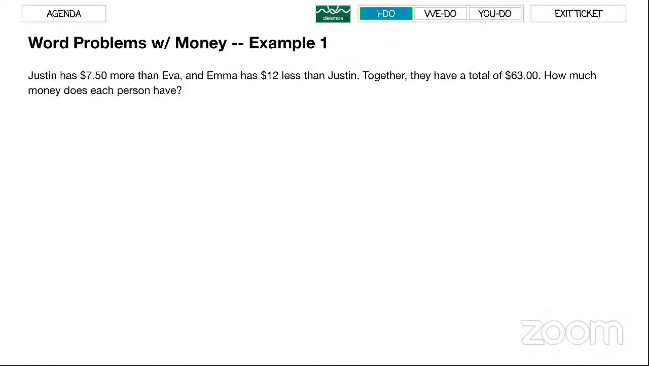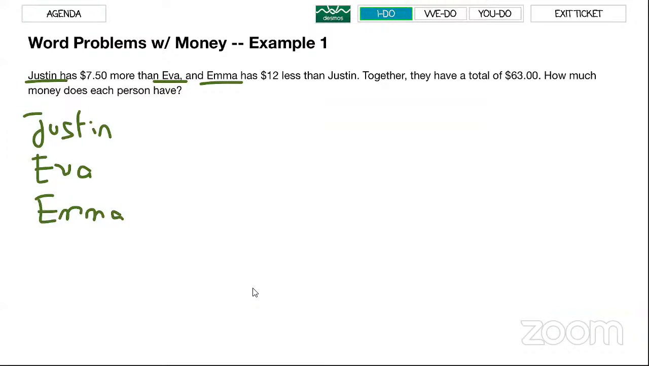So the first word problem is about money. Take a quick scan of the problem. We have one person called Justin, another called Eva, and another called Emma. Okay, so there are three different persons. My recommendation: if there are more than two persons, always list them. Get a piece of paper and list all of them: Justin, Eva, and Emma. Now try to read one at a time.